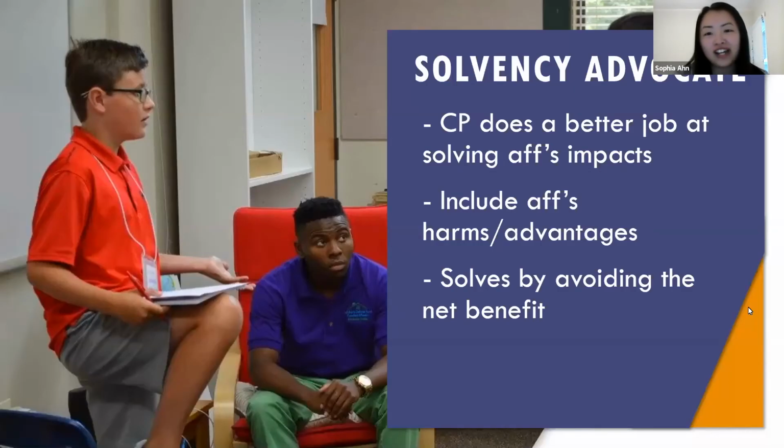All right, so the next part is your solvency advocate. And this is super important. A lot of times it's a big chunk of what your counterplan is about. You want to explain that the counterplan does a better job at solving for the affirmative's impacts. So maybe the counterplan does it faster. Maybe they save more lives while doing it. They might save more money while doing it. You just always want to make sure that you're including the AF's harms and what they say is going to happen if you don't do the plan. And so the big thing that you want to differentiate between your counterplan and the affirmative's plan is that you're able to solve for those harms without linking to the disadvantage.